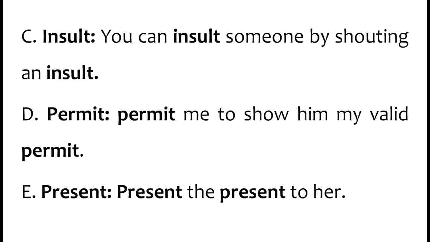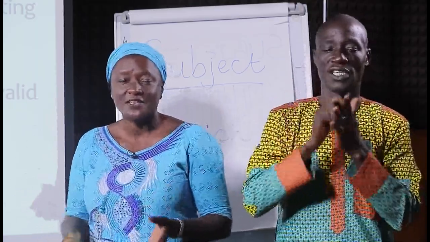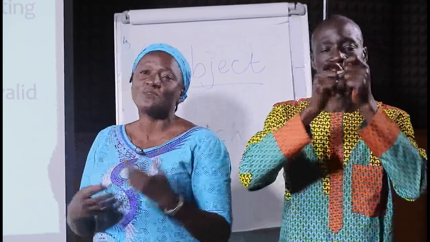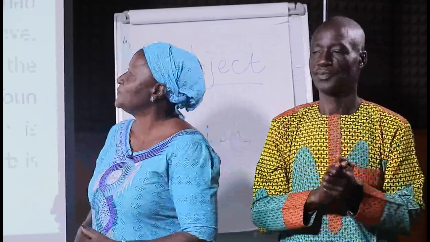That is insult. D, permit. Permit me to show him my valid permit. E, present the present to her. Give the gift to her. In other words, that is what it means. So present is to give. The present is a gift. So present the present to her.